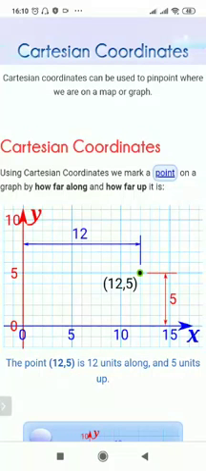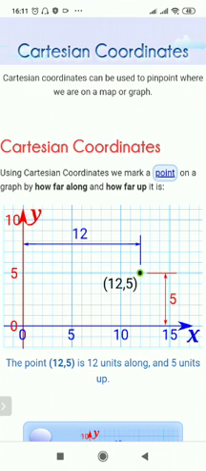Students, our today's topic is Cartesian coordinates. The chapter name is graphs, and in the graph, the topic we have started to understand is what are Cartesian coordinates. Cartesian coordinates can be used to pinpoint where we are on a map or a graph. Any location on the earth can be pinpointed using the Cartesian coordinates.